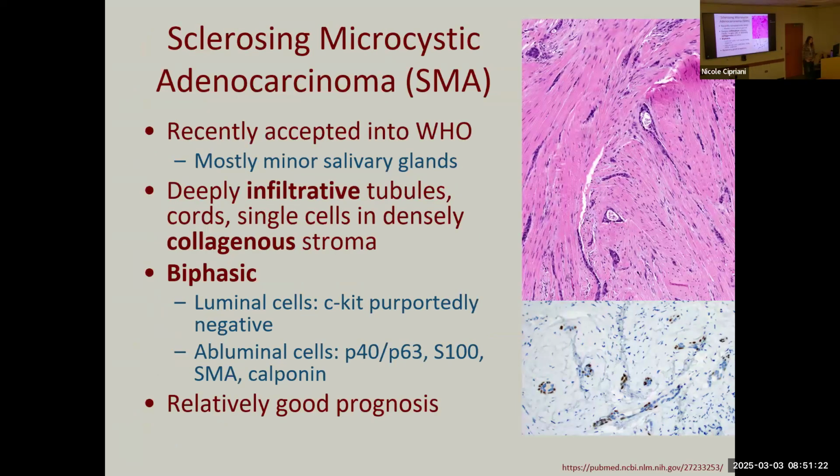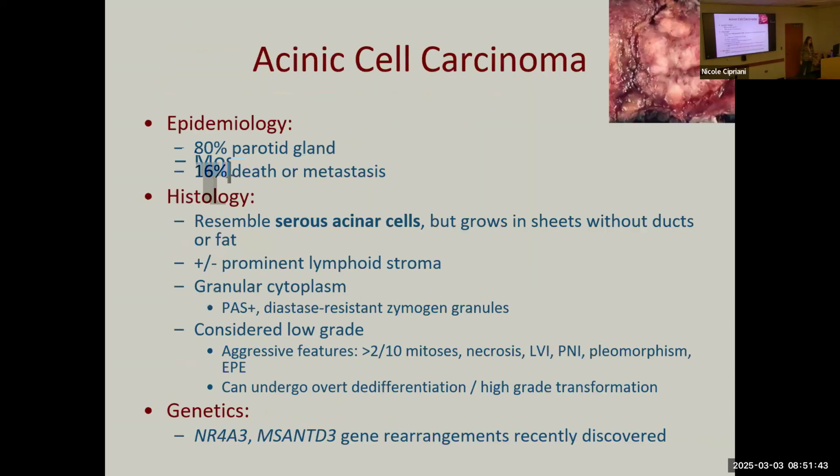There's another biphasic tumor that's recently in the WHO called sclerosing microcystic adenocarcinoma. It is what its name says: it is sclerosing, and it is microcystic or microtubular. It does have biphasic morphology with two cell types and a relatively good prognosis. Pretty rare, but know that it exists.